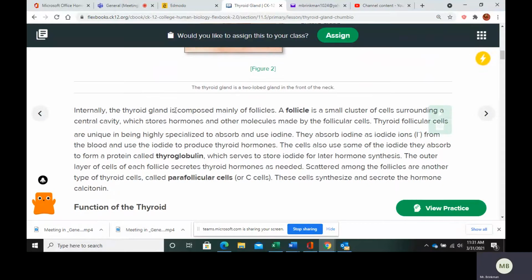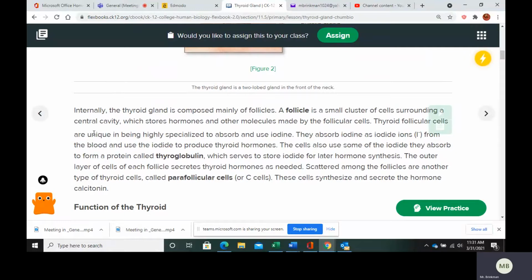Inside, the thyroid gland is going to have many follicles. A follicle being a small cluster of cells surrounding a central cavity. And this central cavity is going to store hormones and other molecules that are made by these follicular cells.